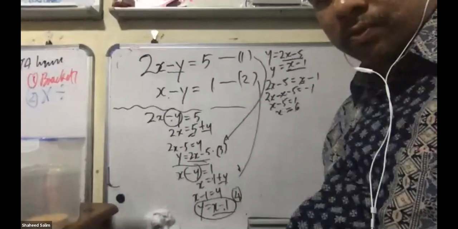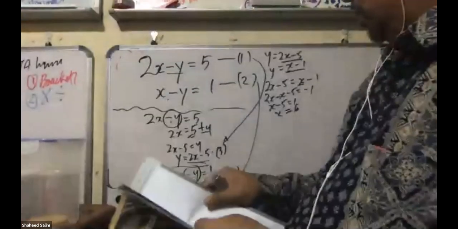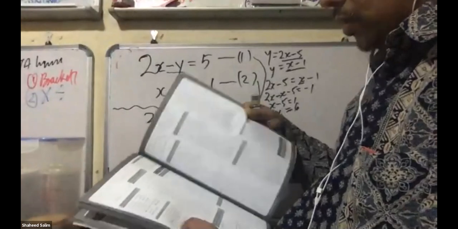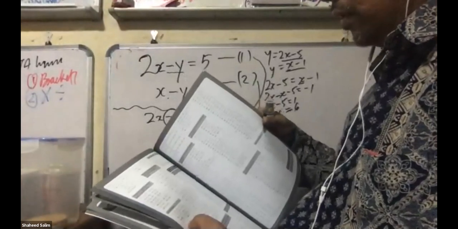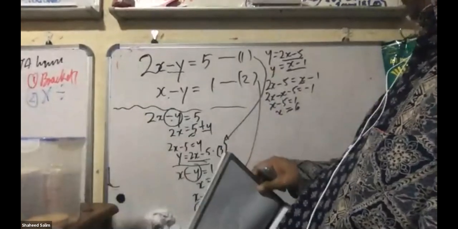Is the answer 6? Shafi? No. Uh-oh. What did I do wrong? Something is wrong. Question number C. Uh-oh. Something is wrong.